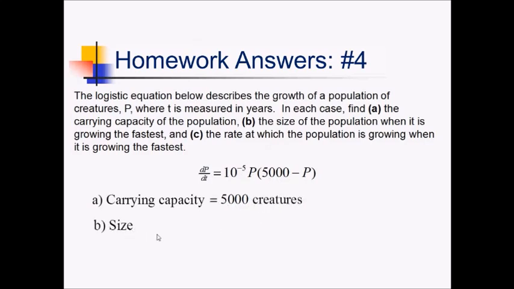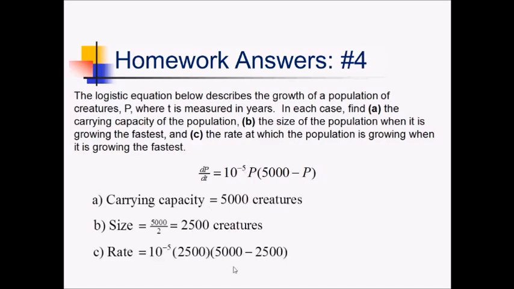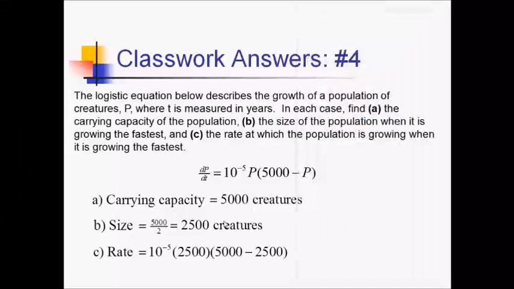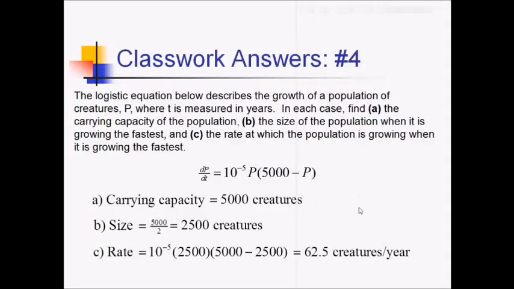The size when this is growing the fastest will be half the carrying capacity. 5,000 over 2 gives us 2,500 creatures. And the rate we're growing when we're growing the fastest is just whatever we get when we plug in this size for p in the differential equation. So let's use the calculator to find that. Plugging all that in, we end up with 62.5 creatures per year.